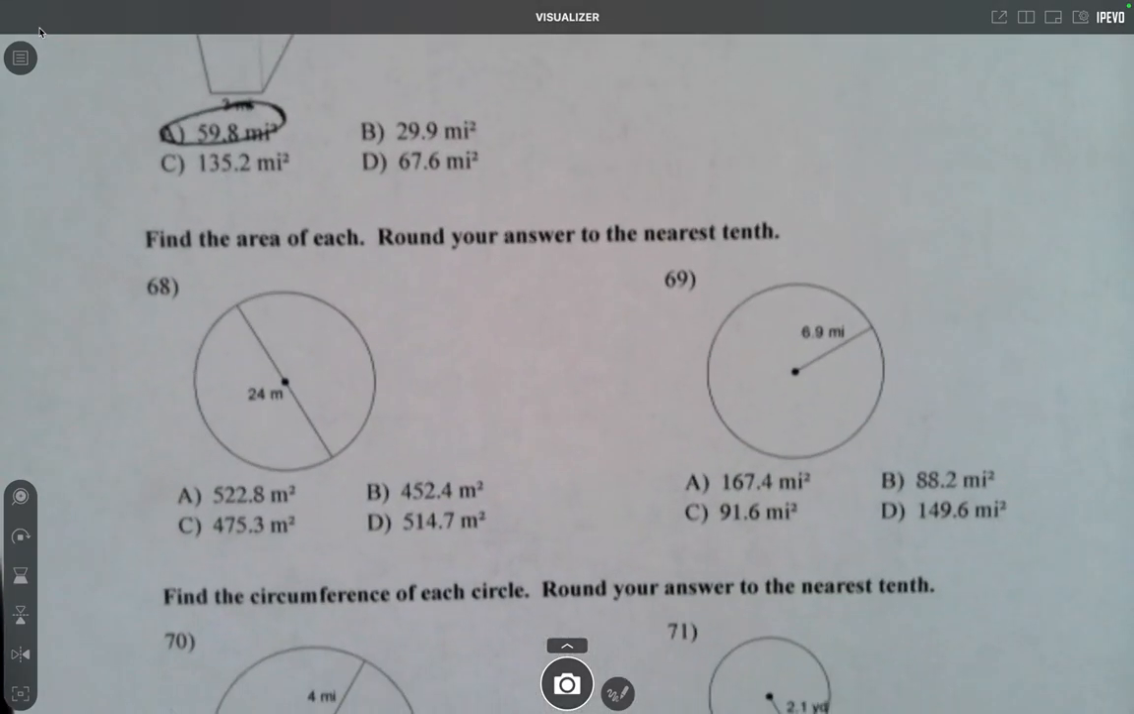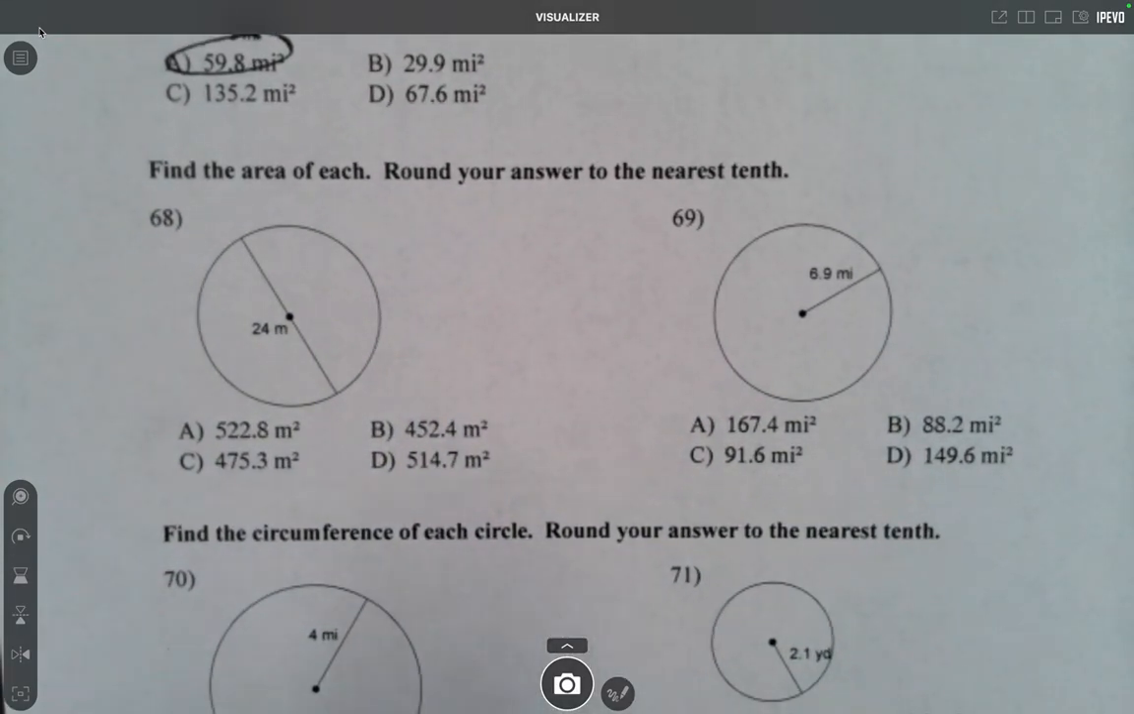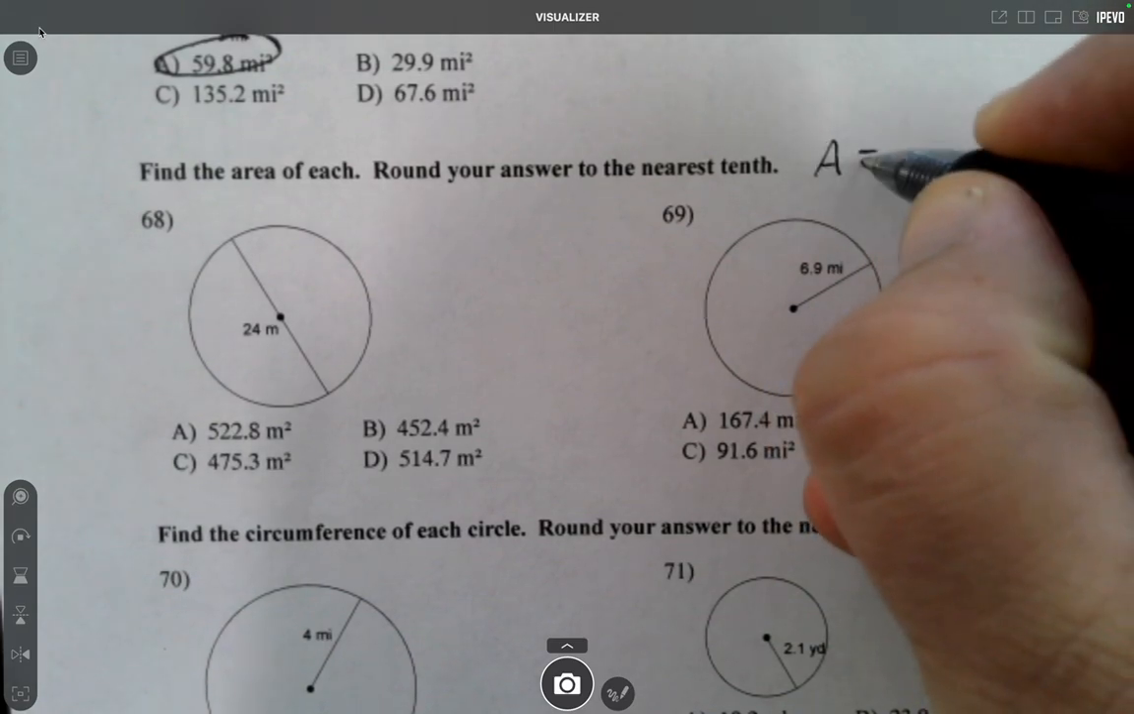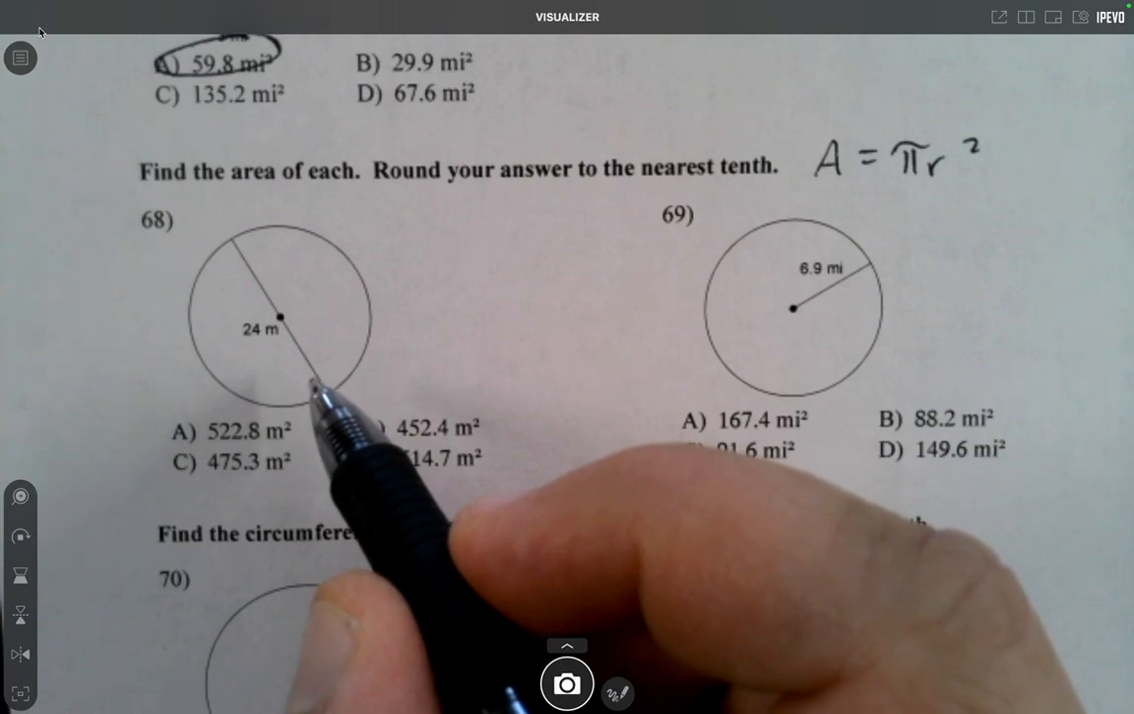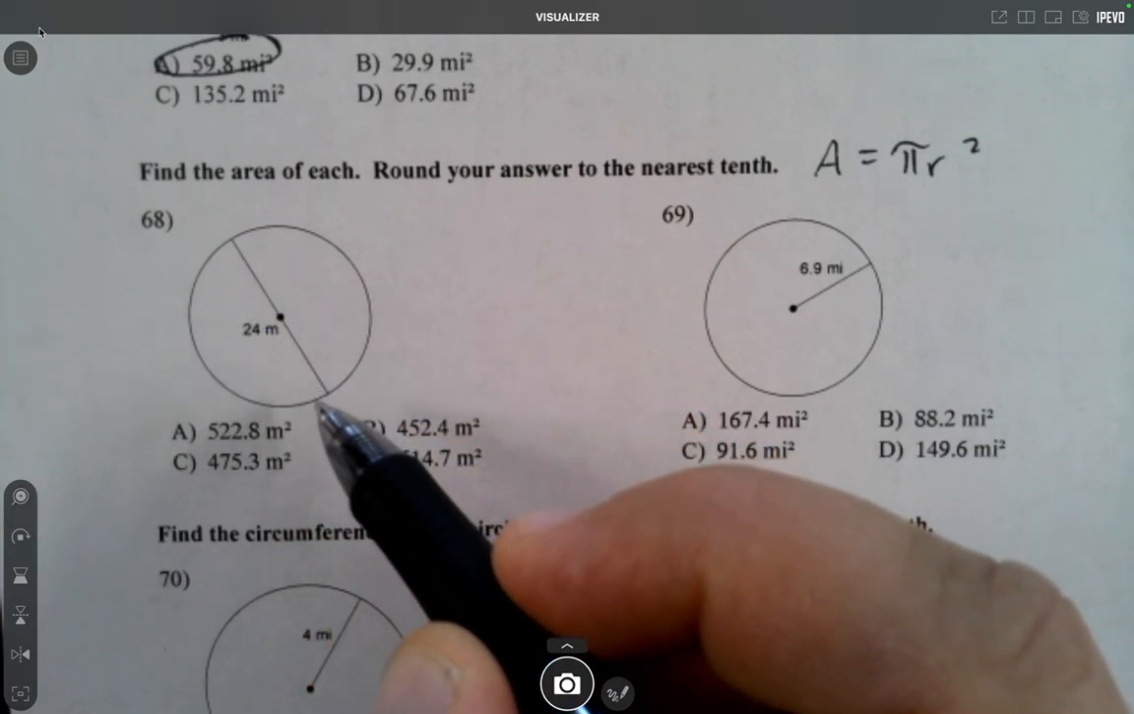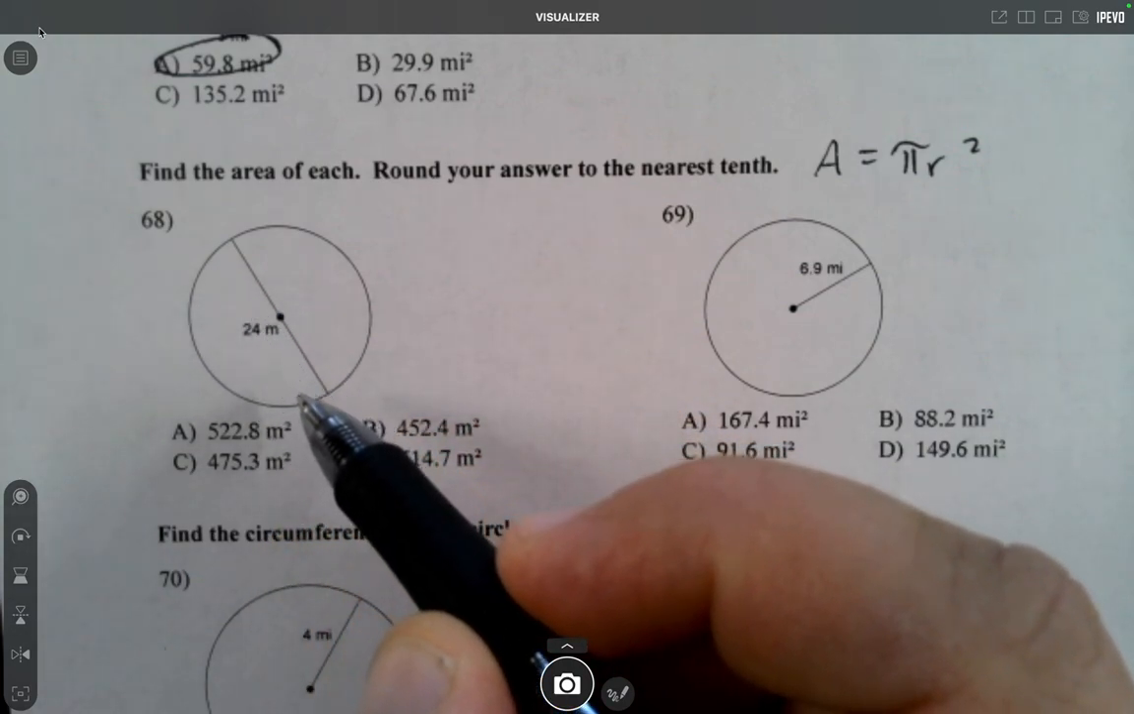Okay, now we're moving on to area of circles. So the formula for area of a circle is pi r squared. Notice in this first one though, they did not give us the radius. 24 meters is the diameter.